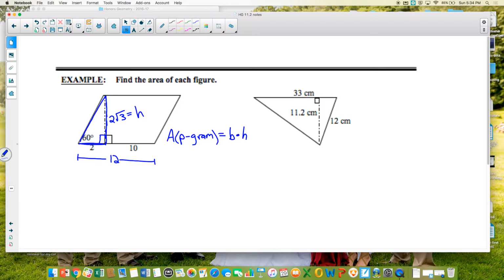So to find the area of this parallelogram, we will take the base, which is 12, times the height, which is 2 square root 3. So altogether, the area is 24 square root of 3. And then we have to put a label on this since we don't know if it's inches or meters or feet. We're going to put units or U squared. So the area of this parallelogram is 24 square root 3 units squared.